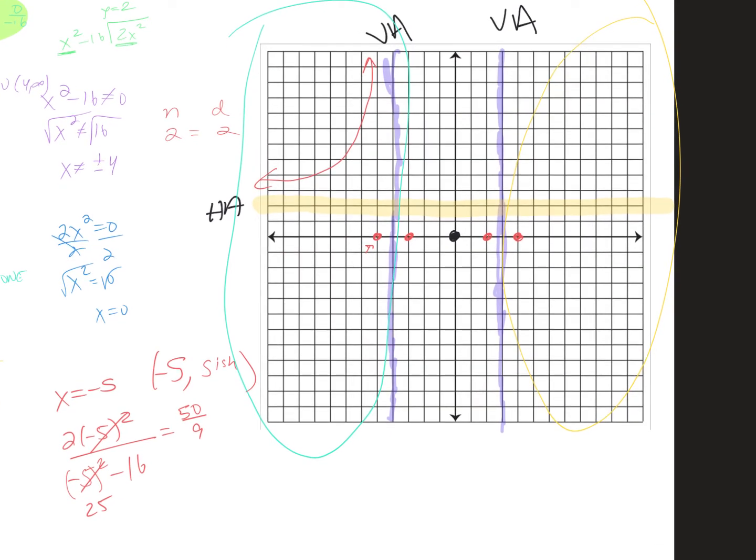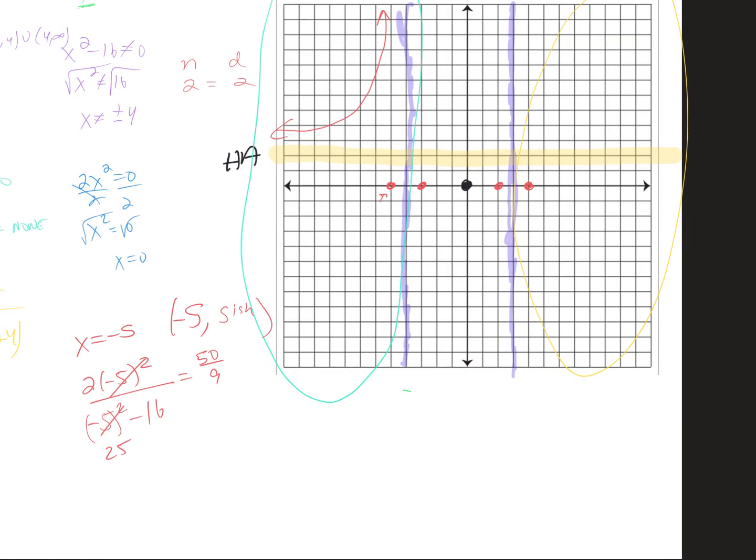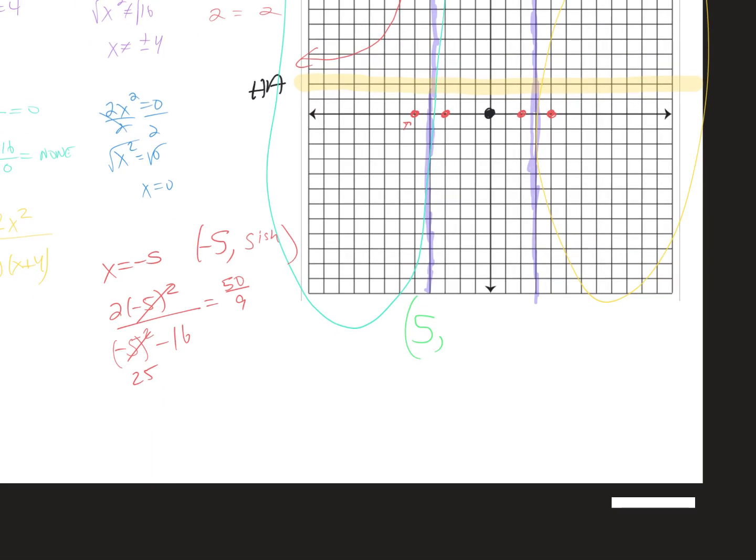I personally always graph the outsides first. So I'm now going to move to the yellow area to the far right. What is that point that I picked out there? +5. Okay, so let's try +5. When I plug in +5, what do I get out? You're going to use the same function, 2 times 5 squared over 5 squared minus 16.